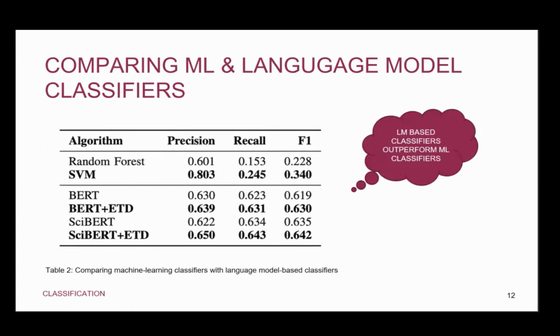In this first experiment, we are comparing machine learning with language model-based classifiers. For machine learning algorithms, we used random forest and SVM, and for the language model-based classifiers, we used BERT, SciBERT, and their fine-tuned versions. From the F1 scores, we do see that SciBERT that had been fine-tuned with the ETD data performed the best in classification, and machine learning algorithms such as SVM had much poorer scores.